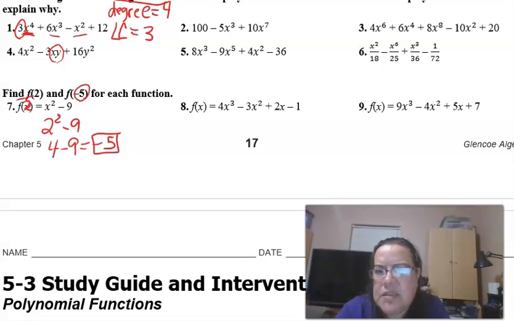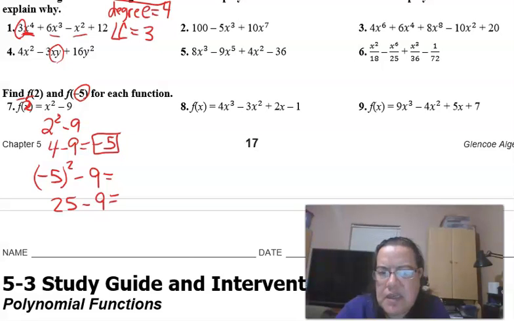So I replace all the x's by -5. Now this is where you have to be careful. If I'm replacing the x with a -5, that x is squared, so I have to square the negative part as well. And so -5 squared is -5 times -5, which is positive. And you have here 25 minus 9, which should give you 16, if I'm not mistaken.